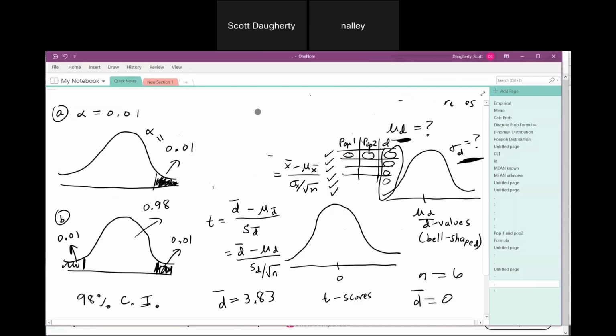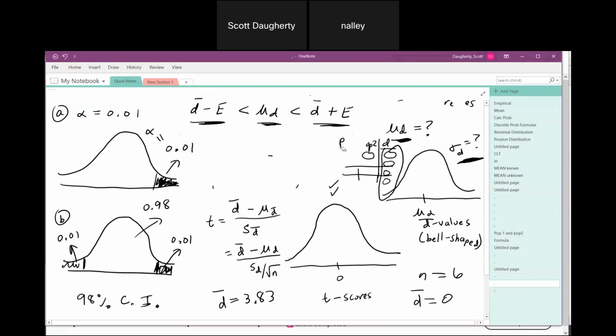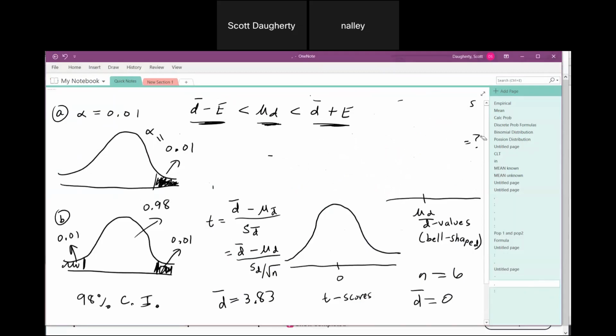Okay, so mu sub d is trapped between d bar minus the margin of error and d bar plus the margin of error. Remember, d bar is our point estimate, and you take your point estimate and you add the margin of error to get the high number and subtract the margin of error to get the low number, and that's your confidence interval for mu sub d. The only question we have is, how do you find the margin of error in this case? And it's no different than what we did before. When we did this before, we labeled this a little differently.